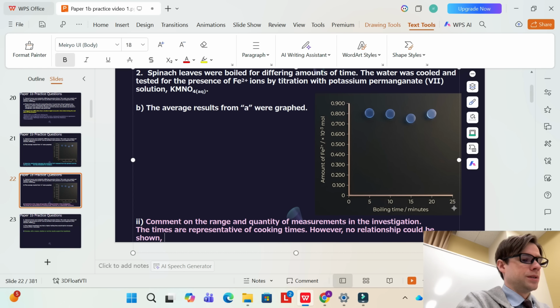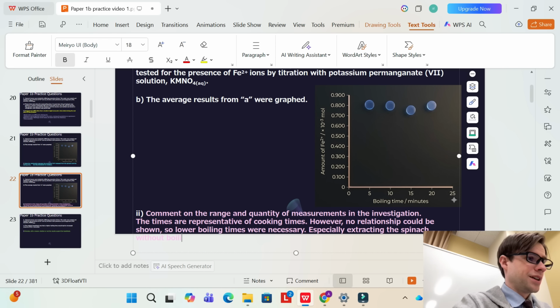So lower boiling times were likely necessary. Especially adding the spinach without boiling. So extracting from the spinach without boiling can tell you whether boiling has any effect at all, and that's really necessary.